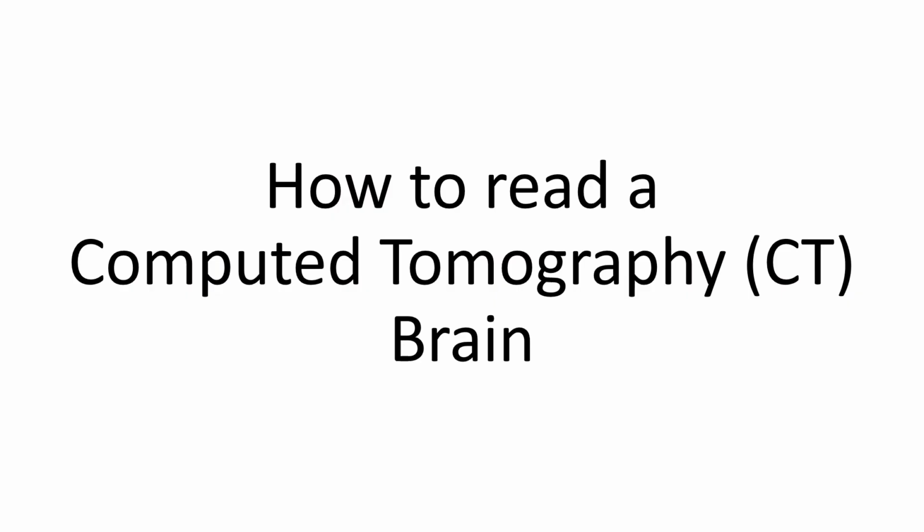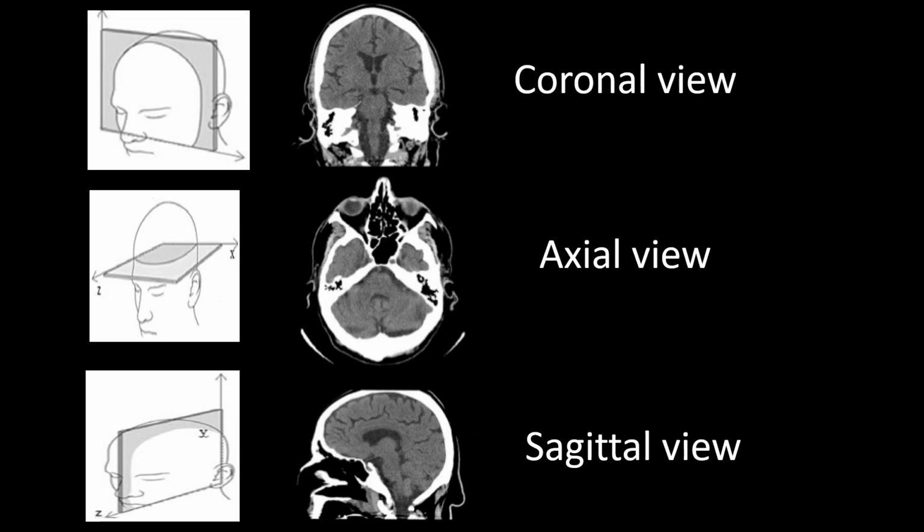Today, we will discuss the basic neuroanatomy in brain CT scan. Before that, let us define some terminology for reference. When we say coronal view, it's just like looking on a front view. Axial view is cross-section, and sagittal view is equivalent to side view.